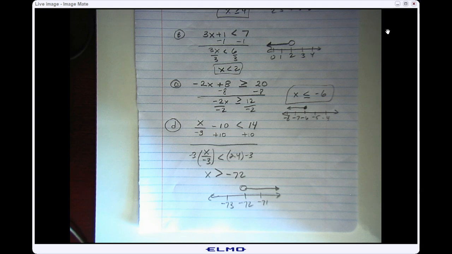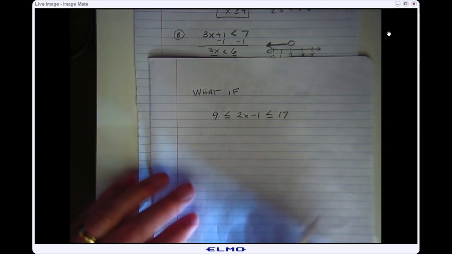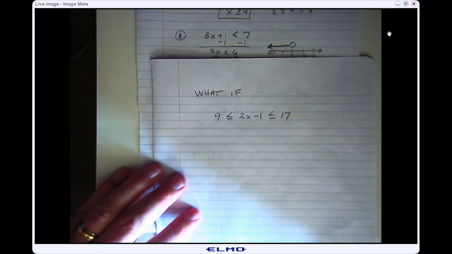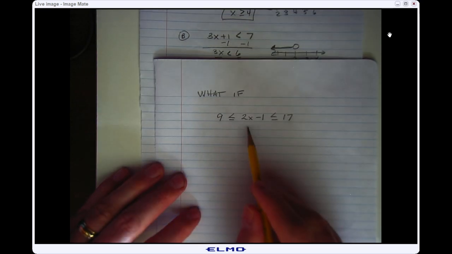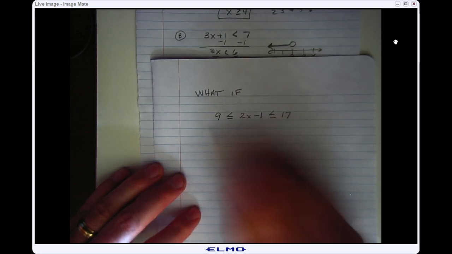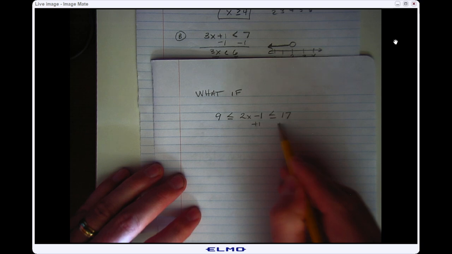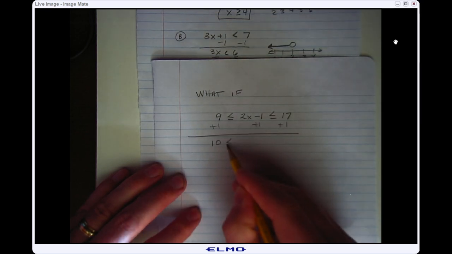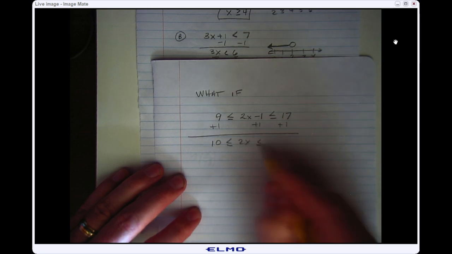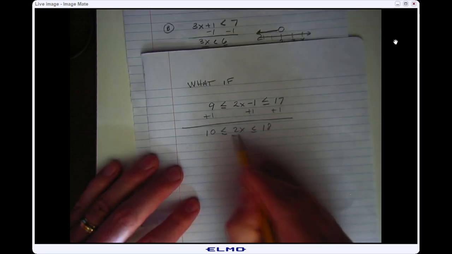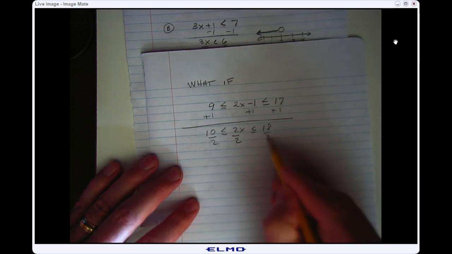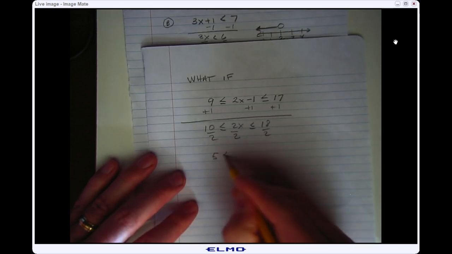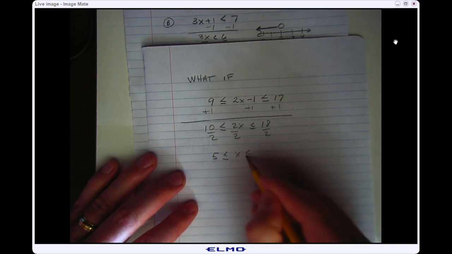And then the last example I want to share with you is sometimes you have an inequality like this where you have numbers and a variable in the middle, and when you backtrack, you just do whatever you do to one side, you do on both sides. So right now I'm going to add 1 and add 1. So now I have 10 is less than or equal to 2x is less than or equal to 18. Then when I divide by 2, I divide everything by 2. I end up with 5 is less than or equal to x, which is less than or equal to 9.